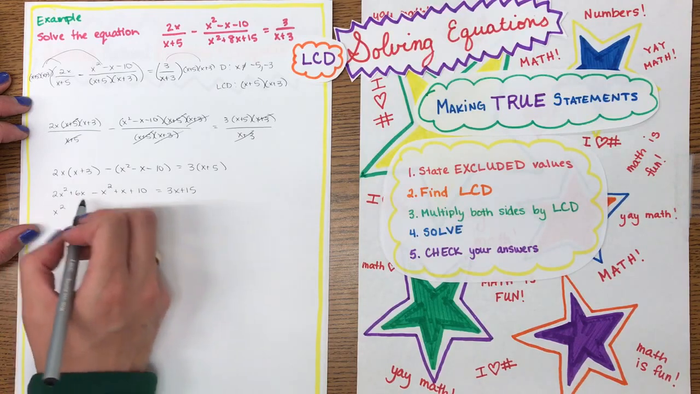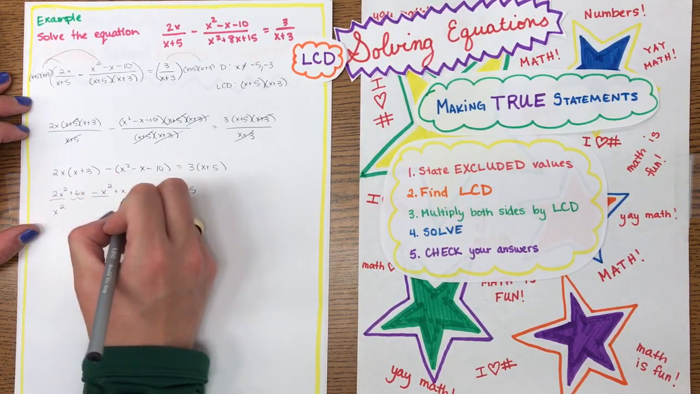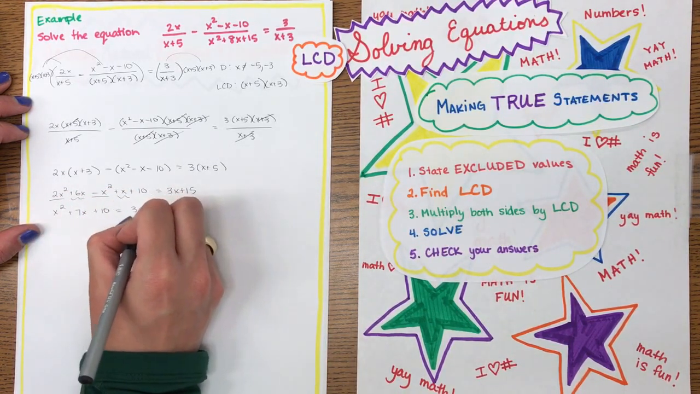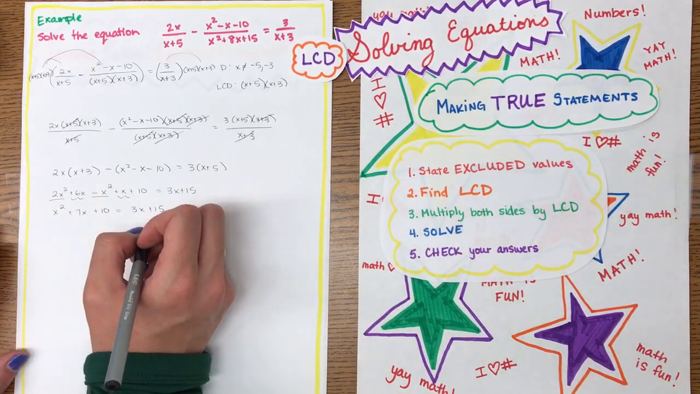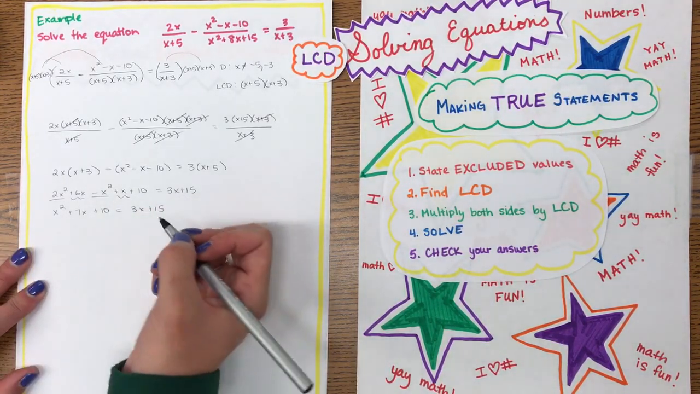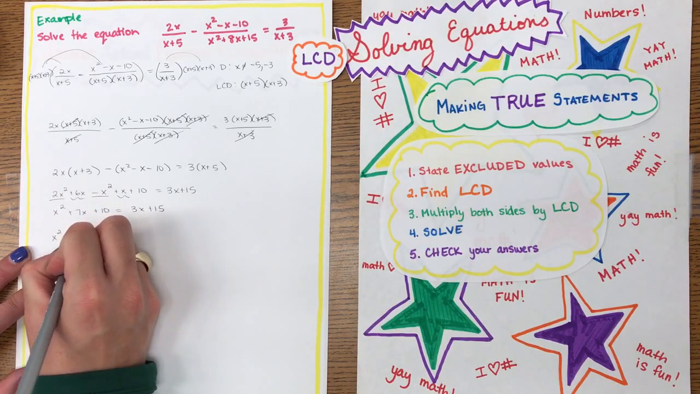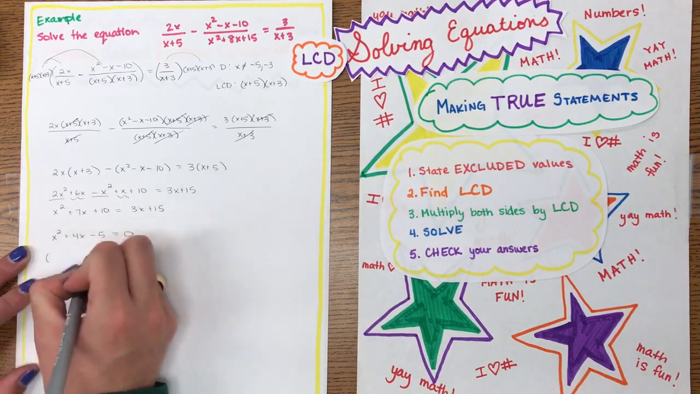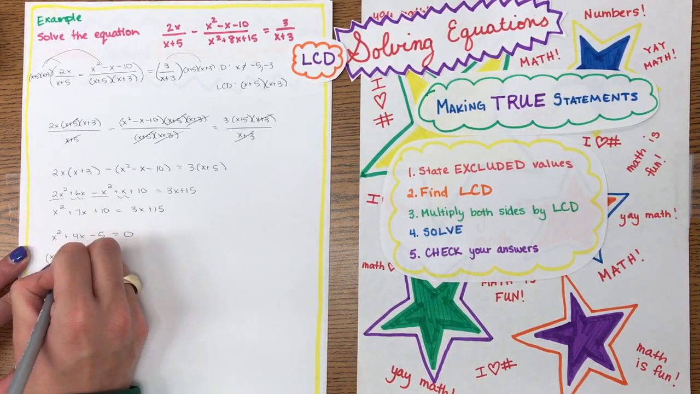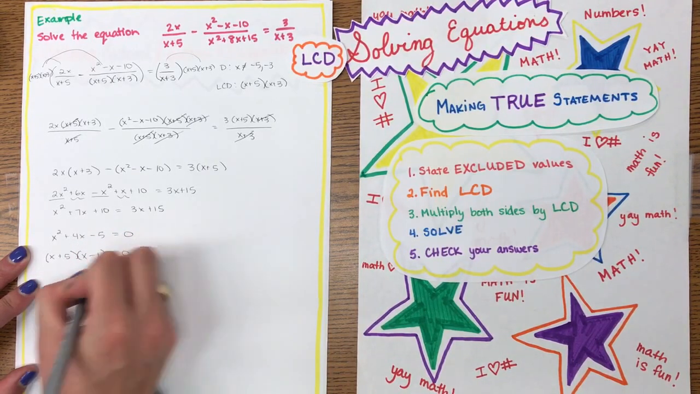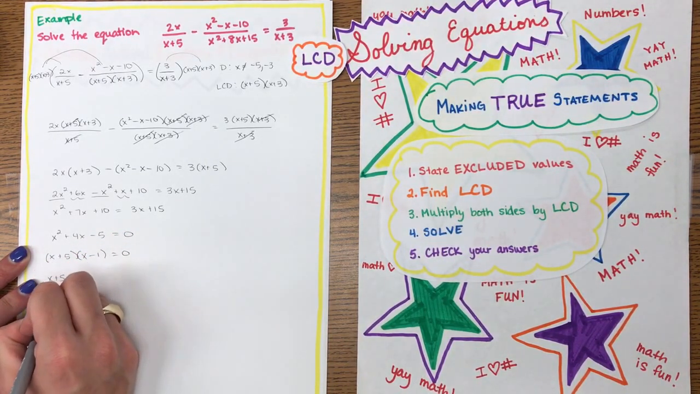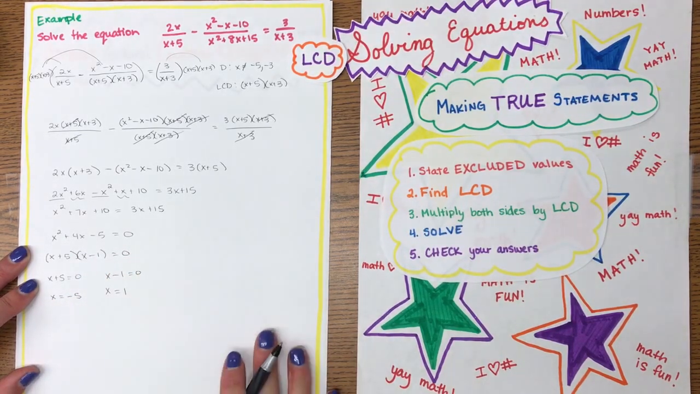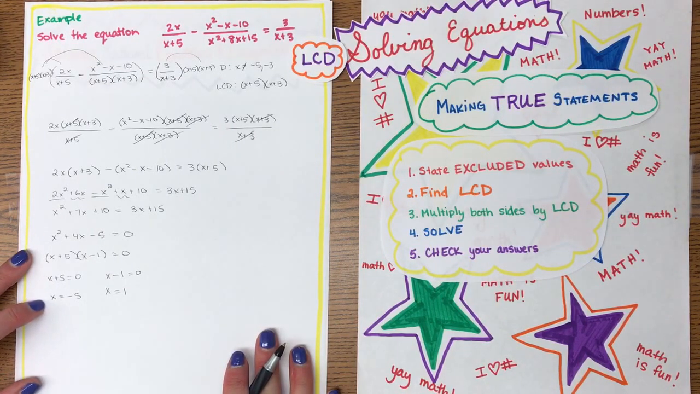Simplifying, x squared plus 7x plus 10 is equal to 3x plus 15. X squared plus 4x minus 5 is equal to 0. That will give me x plus 5 times x minus 1 equals 0. So I've got x equals negative 5 or x equals 1.